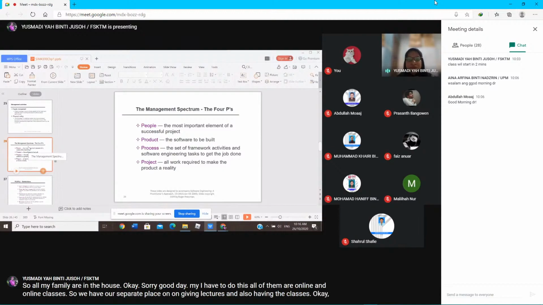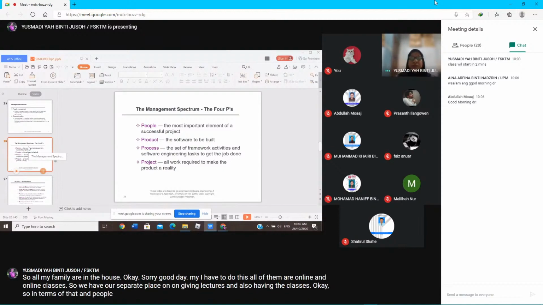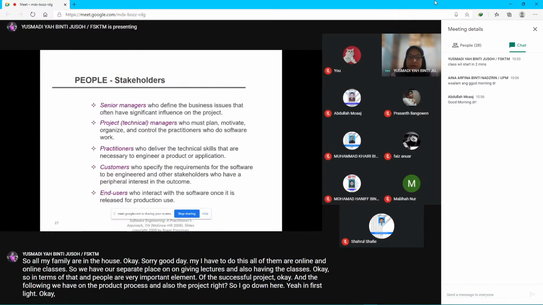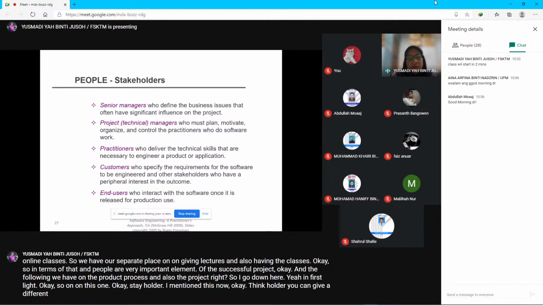Okay. So in terms of that, people are a very important element of a successful project. Then the following we have the product, the process and also the project, right? So I go down here, in a full slide. On this one, stakeholder I mentioned just now. You can give different naming as well, instead of what we have here, because a stakeholder is the one that has interest and importance to the project.